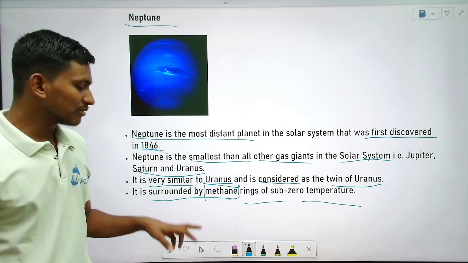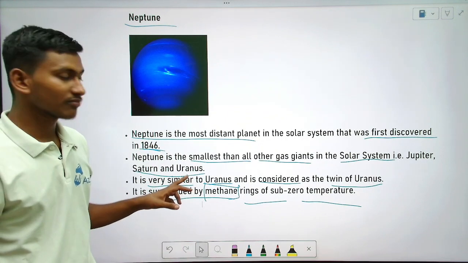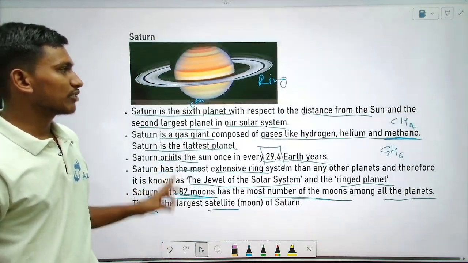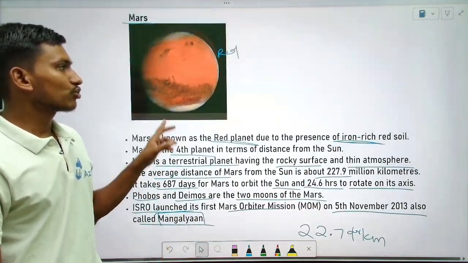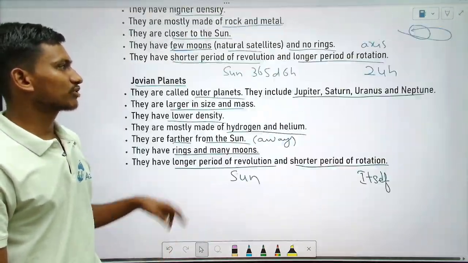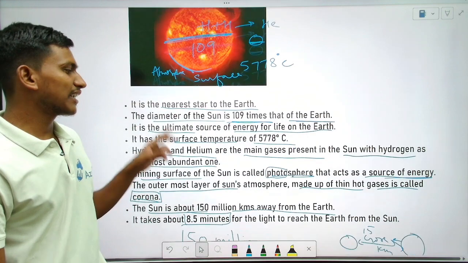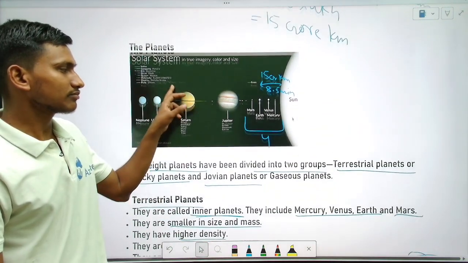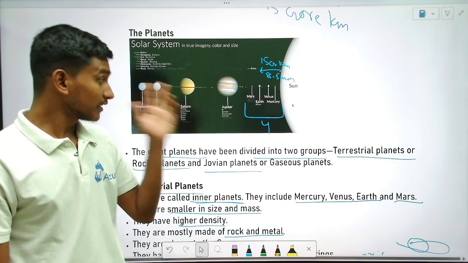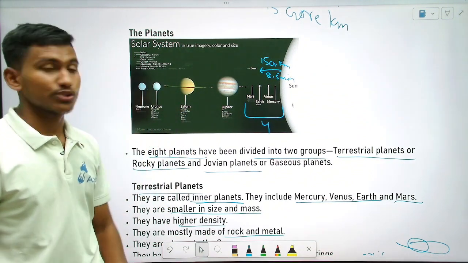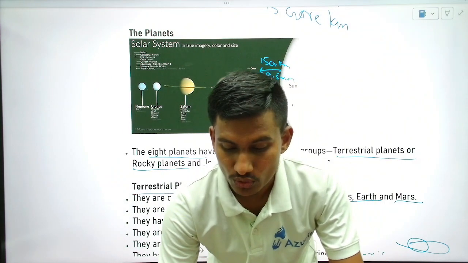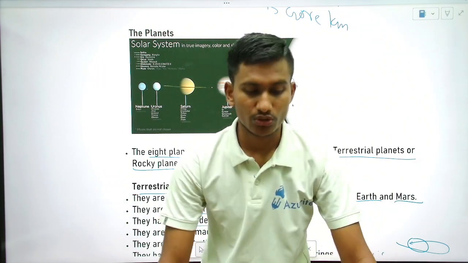So will everyone remember all these points? Any doubt for anyone? No, sir. We have studied everything, right? All the 8 planets and the sun. Which is the first planet from the sun? Mercury, after that Venus, Earth, Mars, and then Jupiter, Saturn, Uranus, Neptune. Okay, good. So there are 8 planets. Remember about them.